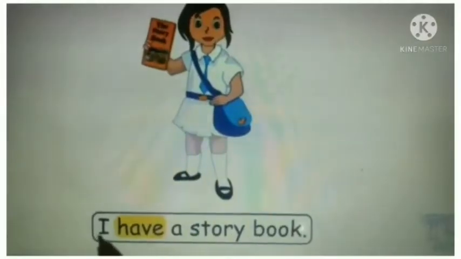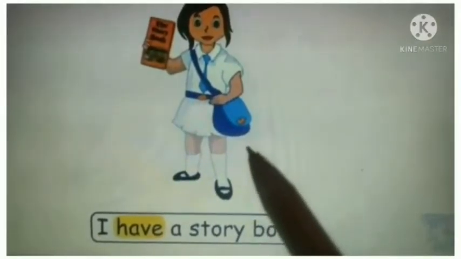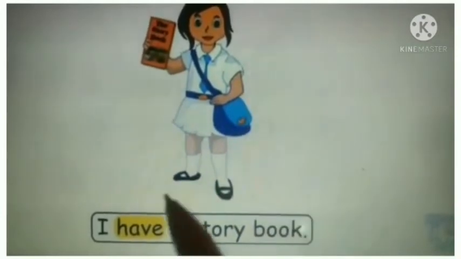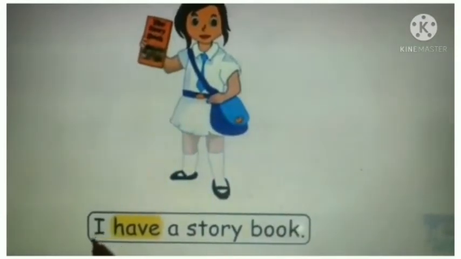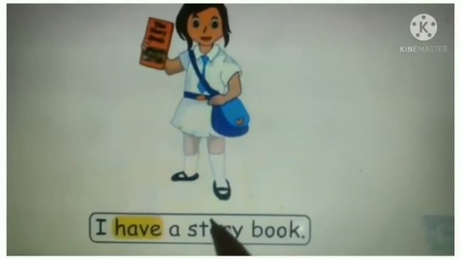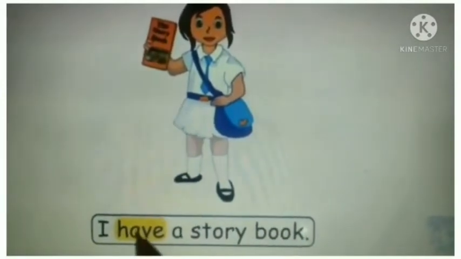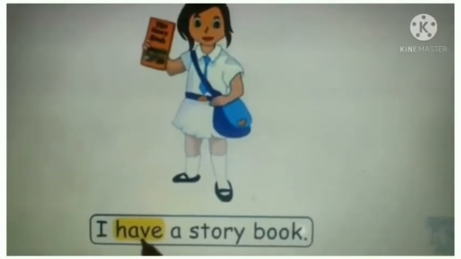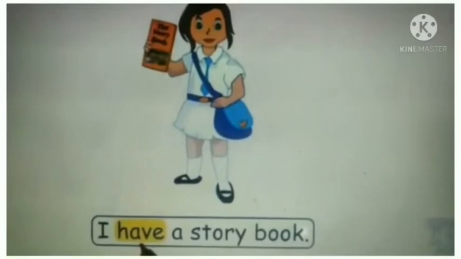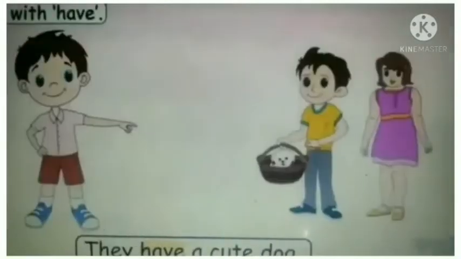I have a storybook. Now children, in this sentence the girl is talking about herself. So the pronoun used here is I. And here we come to know that she has something. And what is that? A storybook. She possesses a storybook. So the helping verb used here is have. We have just discussed that we will always use which helping verb? Have with the pronoun I.